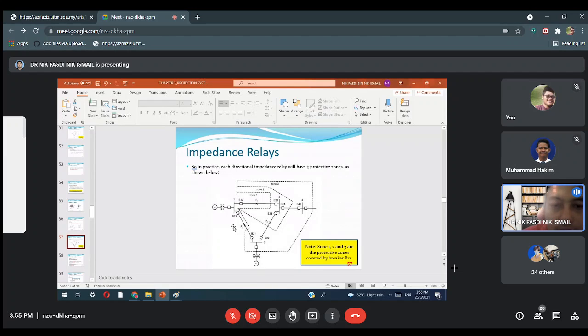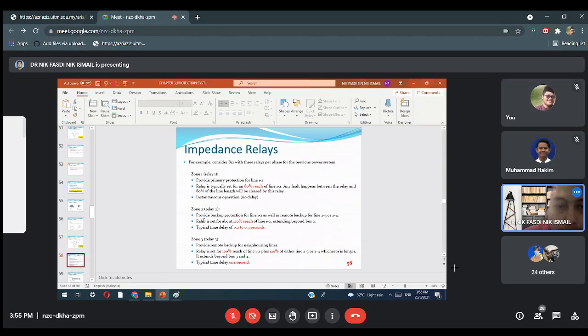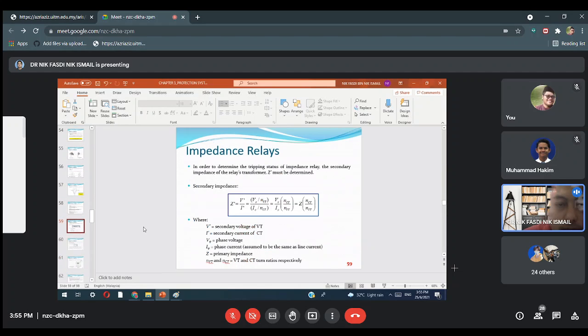But what happens if the fault is here? This fault is not covered by this; the bus breaker will cover it for our fault. Right, if it is included, it will cover. Alright. Okay, we go to the next slide.